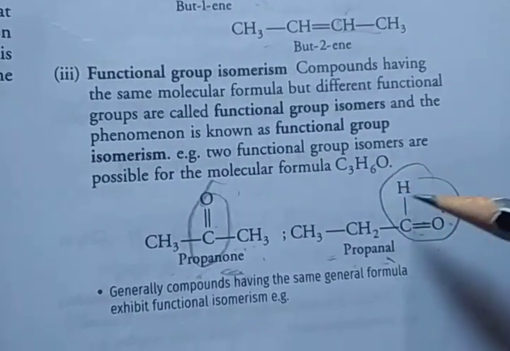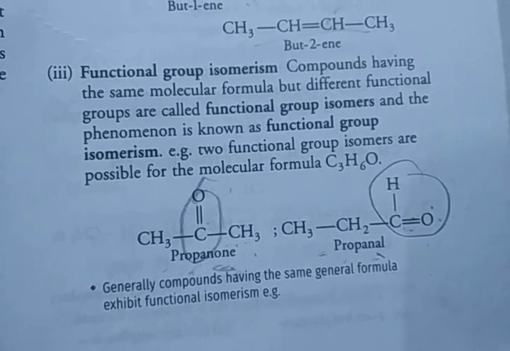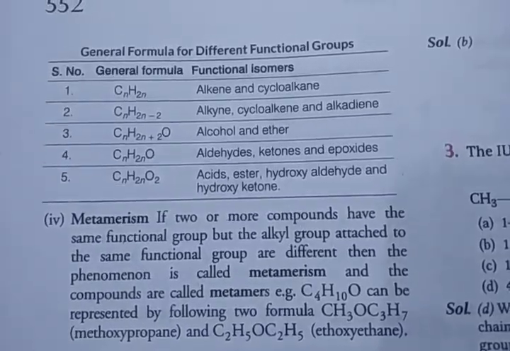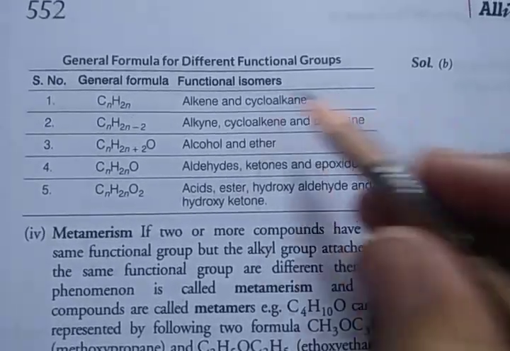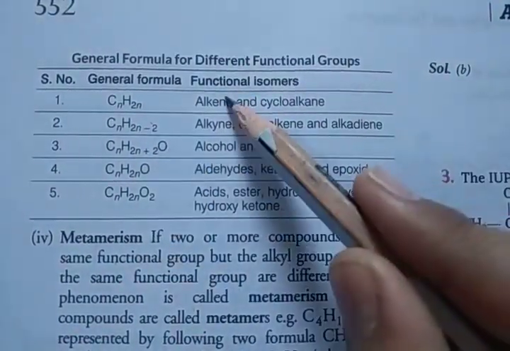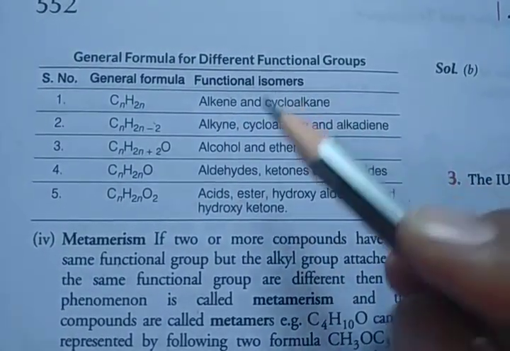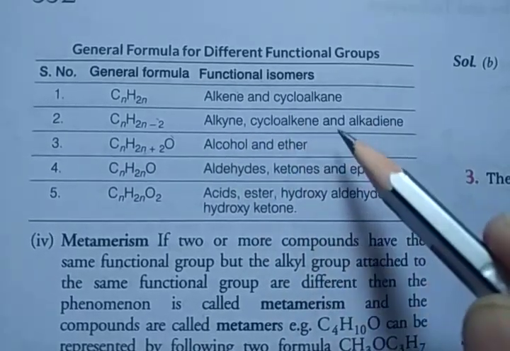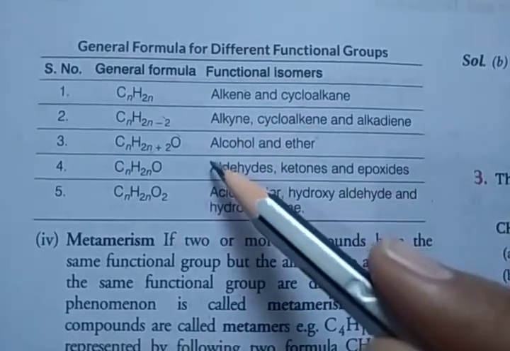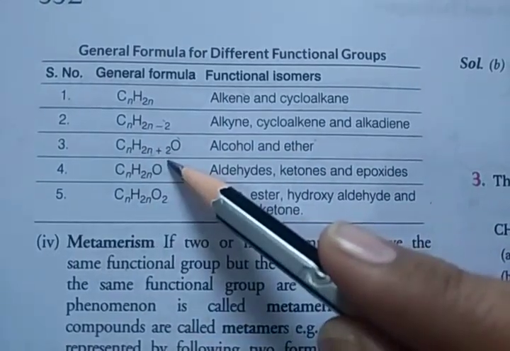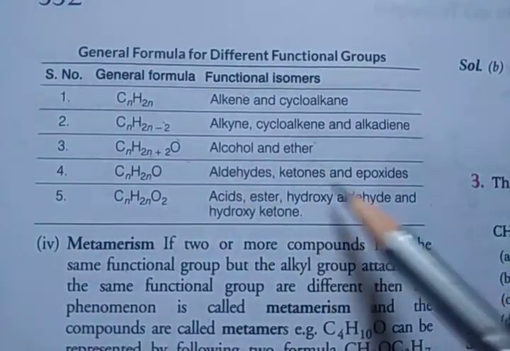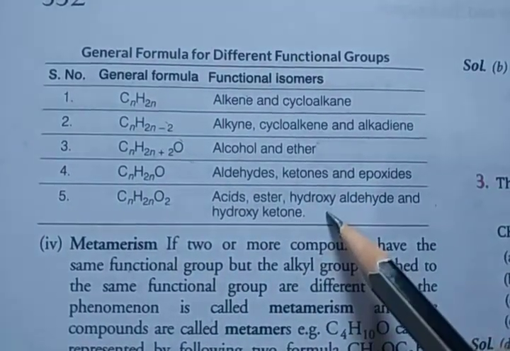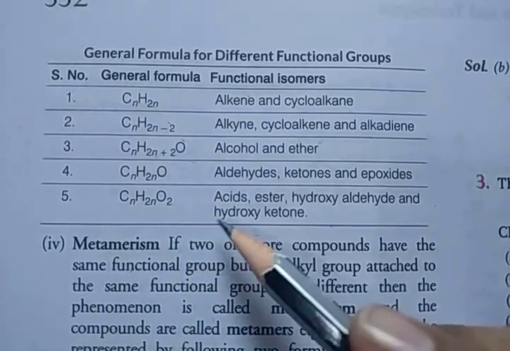Generally, compounds having the same general formula exhibit functional isomerism. For different functional groups: general formula CnH2n, alkene and cycloalkane. CnH2n minus 2: alkyne, cycloalkene, alkadiene. Then alcohol and ether: CnH2n plus 2O. Aldehyde, ketones and epoxide: CnH2nO. Acid, ester, hydroxyaldehyde and hydroxyketone: CnH2nO2.